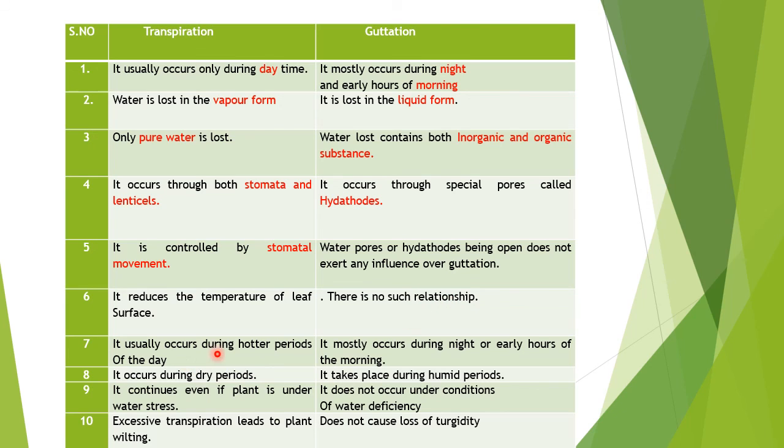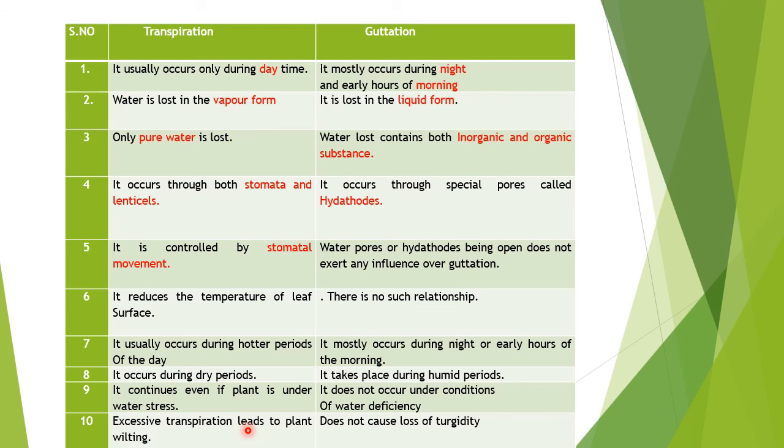Transpiration usually occurs during the hotter periods of the day. Guttation mostly occurs during night or early hours of the morning. Transpiration occurs during dry periods. Guttation takes place during humid periods. It continues even if the plant is under water stress in the case of transpiration. Guttation does not occur under conditions of water deficiency, because it is only when there is a surplus of available water and humidity that root pressure is developed.